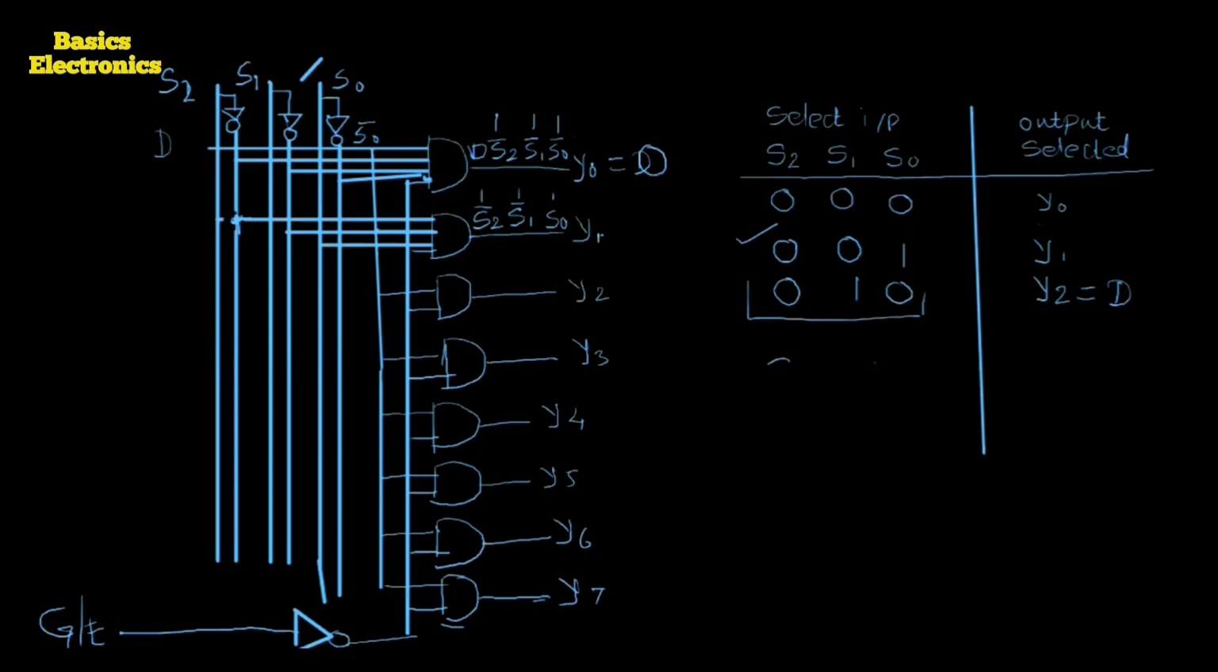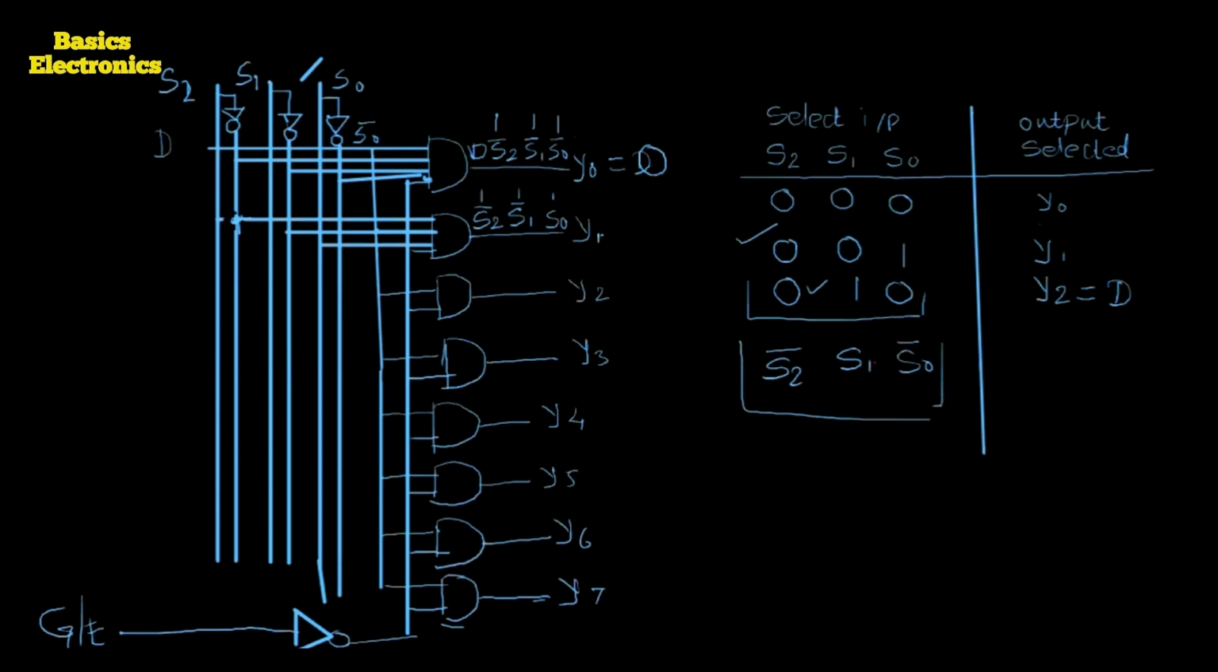What are the connections? S2 bar, because here there is a 0. If there is a 0 in a truth table, you have to connect the inverted line of the select input. That is what we call the active low line. Okay, so here it is the S2 bar, then S1 and S0 bar. Okay, I am going to write down here at the truth table: S2 bar, S1 and the S0 bar.